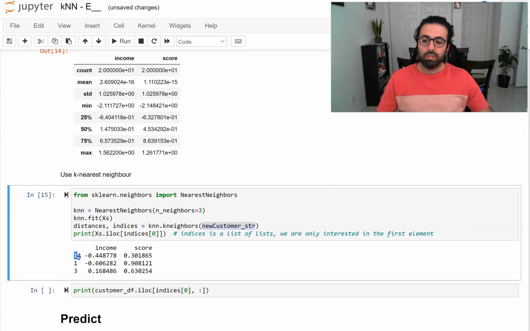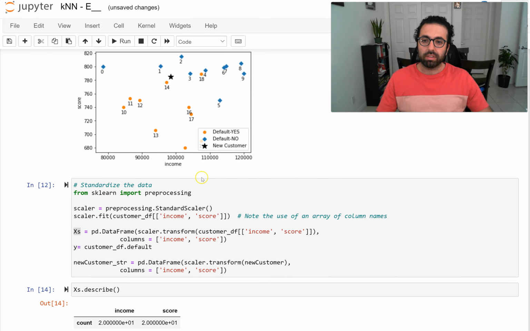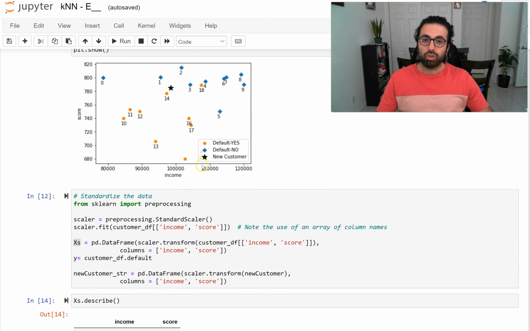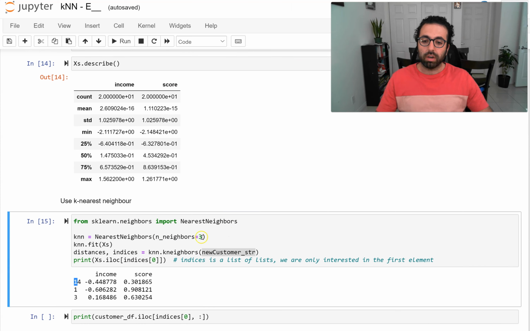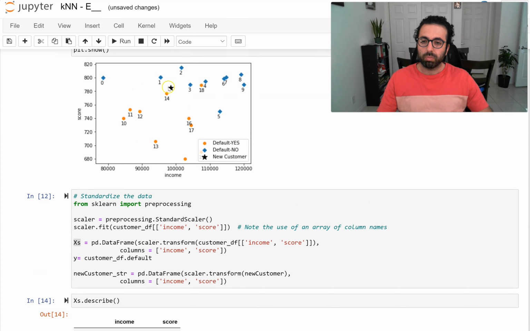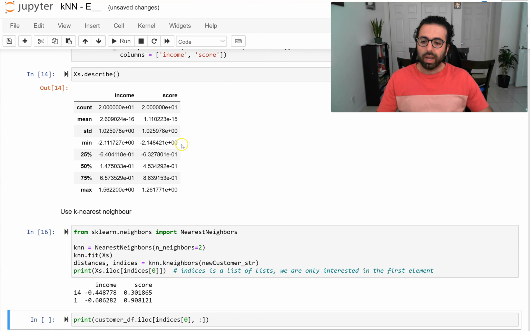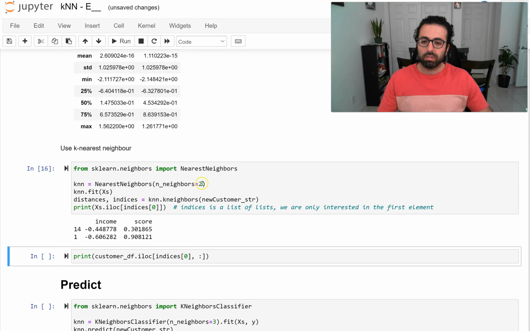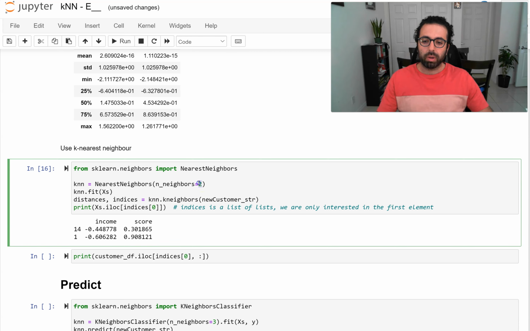Now we can see 14, 1, and 3, as we had seen in the visual, are the nearest data. If I had changed this to 2, then I would be getting 14 and 1, because those are the closer ones, and so on and so forth. So I recommend that before moving forward with this video, stop and play with this number a few times and see the range of different results you will get.